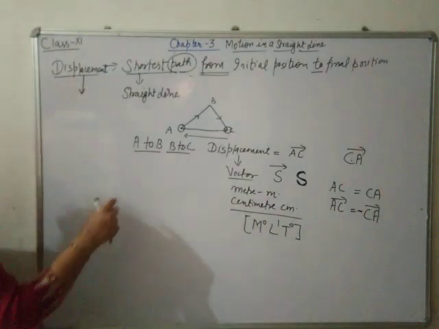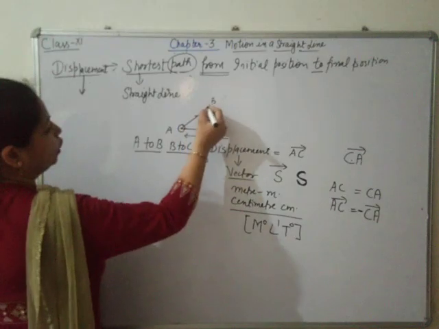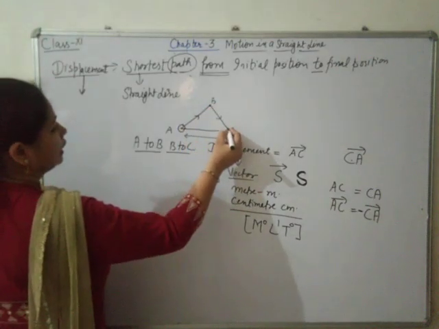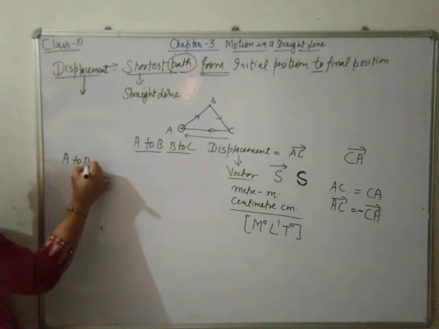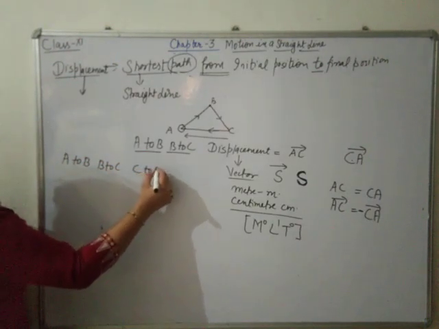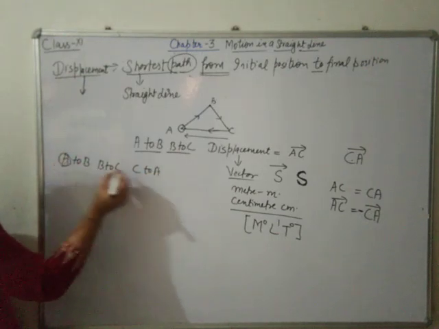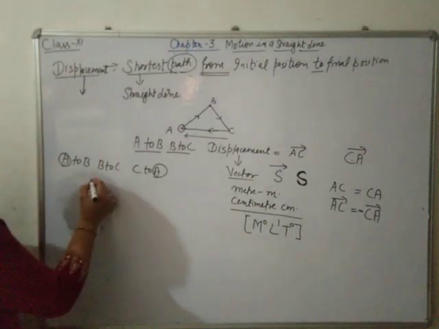Okay. Now, if we are going to study the motion from A to B, B to C, then back C to A. It means for A to B, B to C, then C to A. Finally, starting from A and final A. What will be the displacement?